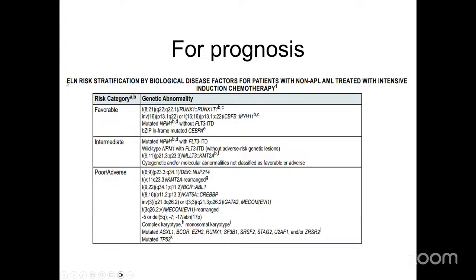And this is ELN risk stratification by biological disease factors, and it's split into favorable, intermediate, and poor or adverse risk. And you can see that based on the genetic abnormality, it can be placed in one or the other, and therapy would depend on that.